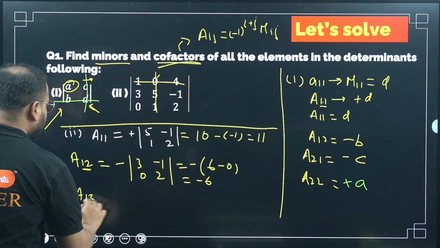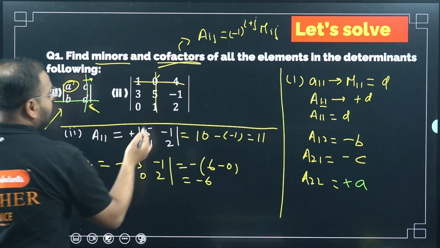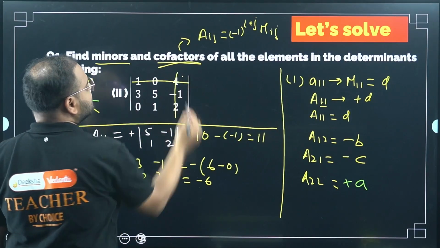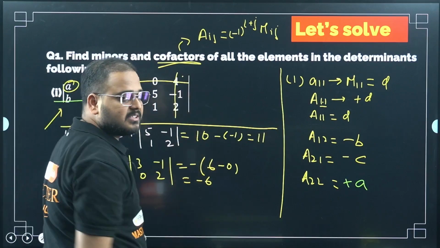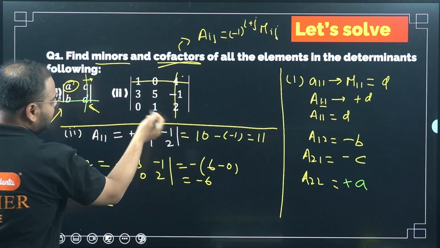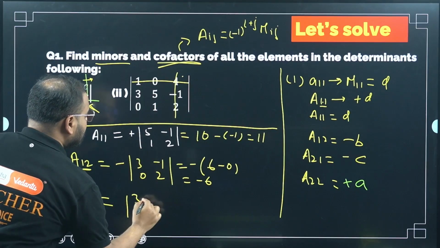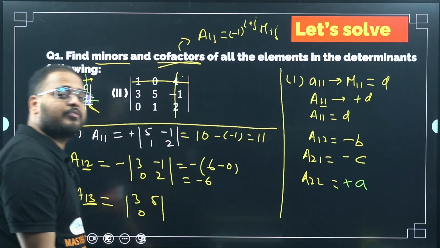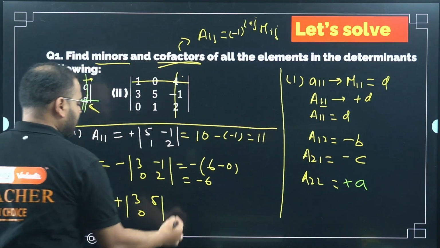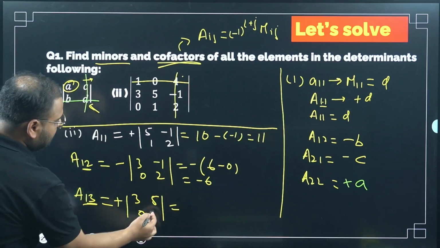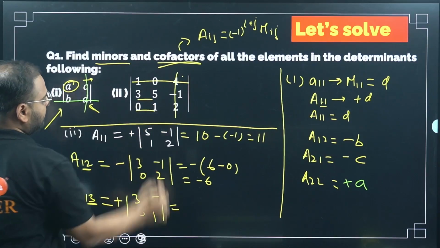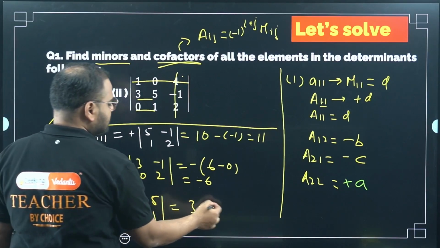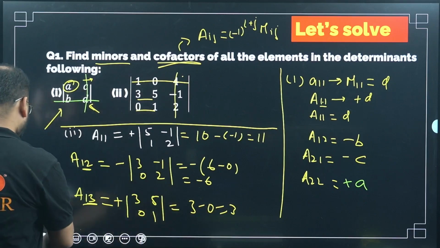What about A13? In this case, we will consider the last column with the first row. A13 is this element, so the cofactor will be across the same element. So I will consider the matrix 3 5 0 1. What will be the sign? The sign will be positive, because 1 plus 3 is 4, which is even. So it will be 3 times 1 is 3, 0 times 5 is 0. The answer is 3. So A13 we also found.